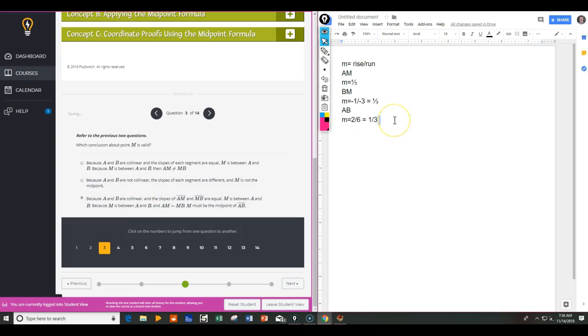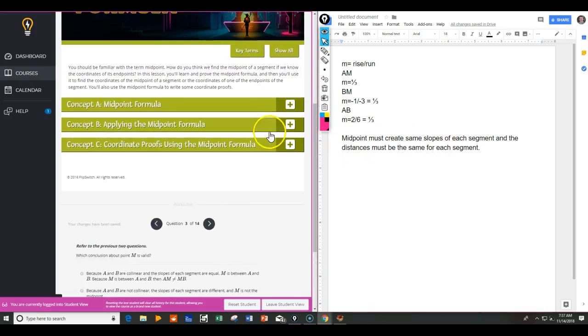And so in my notes, this is what I would write in if I didn't know. This midpoint must create same slopes of each segment, and the distances must be the same for each segment. So that's what I would type in for my notes for midpoint.